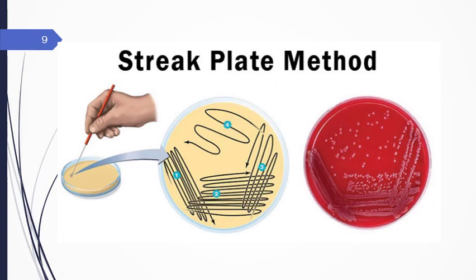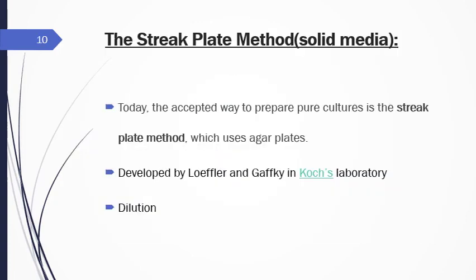Streak plate method. In microbiology, streaking is a technique used to isolate a pure strain from a single species of microorganisms, often bacteria.